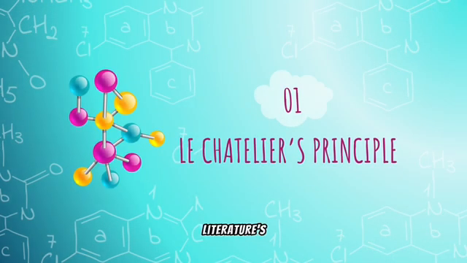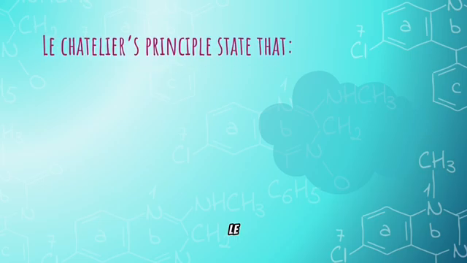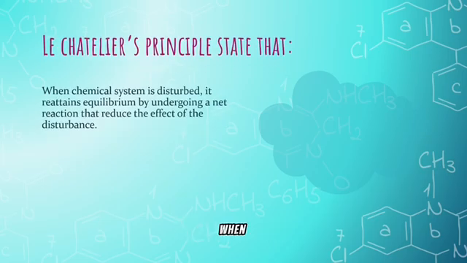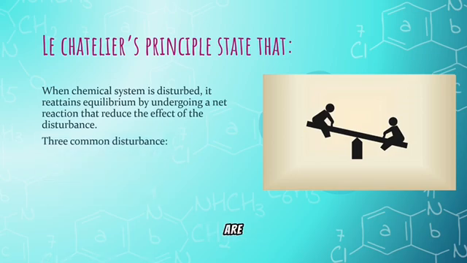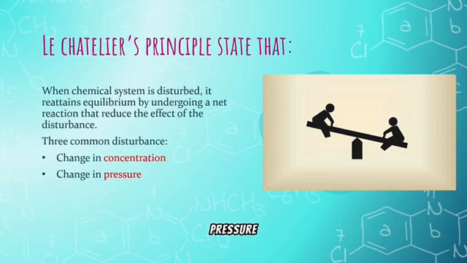What is Le Chatelier's principle? Le Chatelier's principle states that when a chemical system is disturbed, it retains equilibrium by undergoing a net reaction that reduces the effect of the disturbance. It's just like a seesaw. There are three kinds of disturbance, which are change in concentration, change in pressure, and change in temperature.